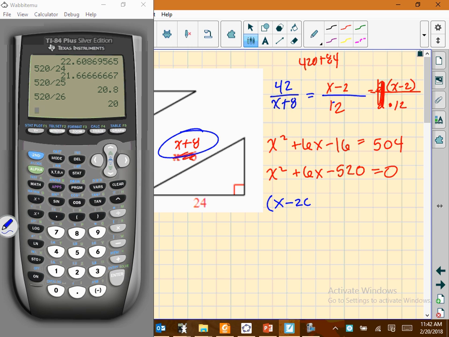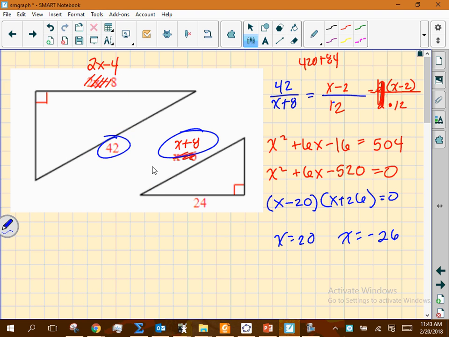Now, x minus 20, x plus 26 is equal to 0. So it gives me x is equal to 20, and x is equal to negative 26. Now, can x be negative 26? No, and that's why the directions, if you read them, say write your answers with commas if needed. Not needed here. I don't have 2 answers, right? So 20 is my only option.